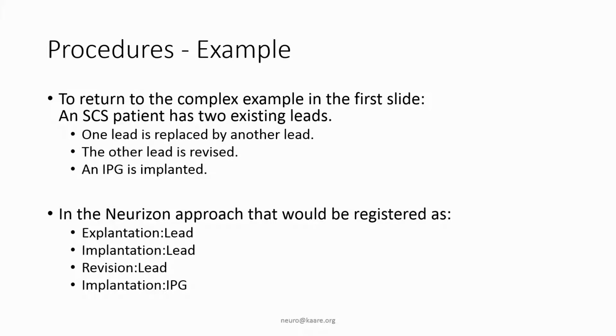And just to return to the complex example we listed in the first slide, an SCS patient with two existing leads. One lead is being replaced by another, the other lead is revised, and an IPG is implanted. As I said, in our approach, that would be explantation lead, implantation lead, revision lead, and implantation IPG, and I will go over that now.